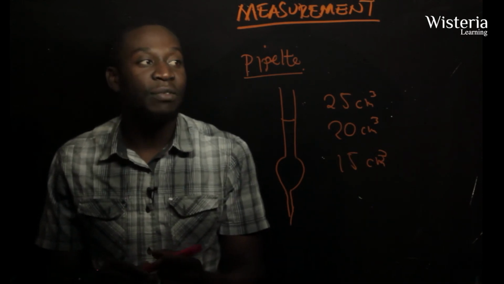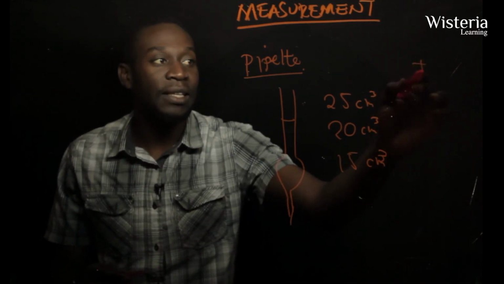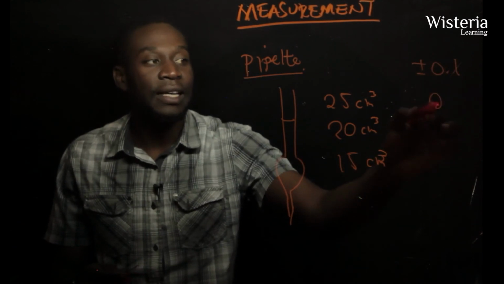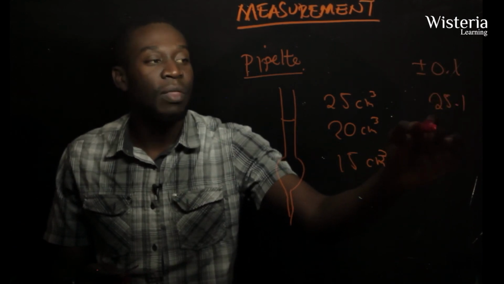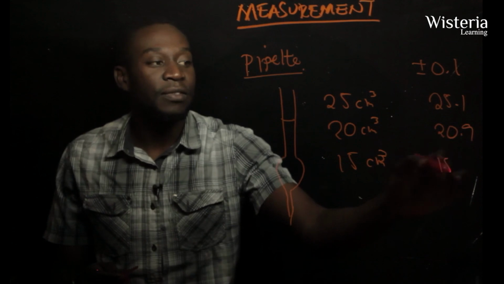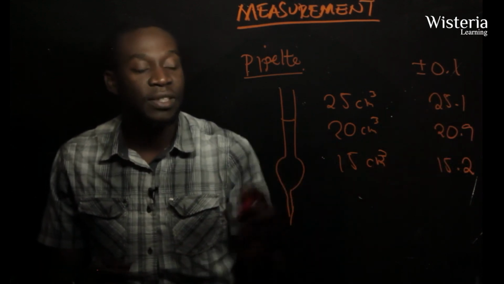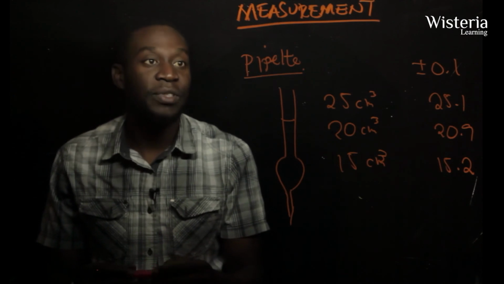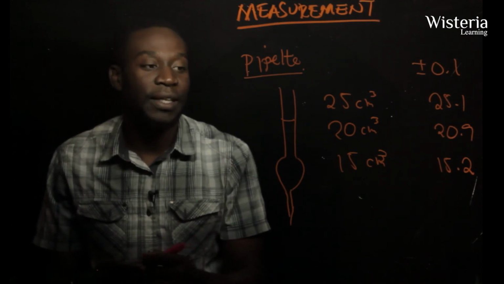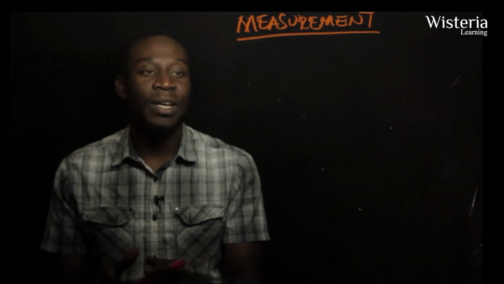But volumes that have decimals, or volumes that are plus or minus 0.1, like 25.1, 20.9, 15.2, we cannot use a pipette because these are not fixed volumes. So for fixed volume, we usually use a pipette. So we have seen what we can use to measure the volume of a solution.